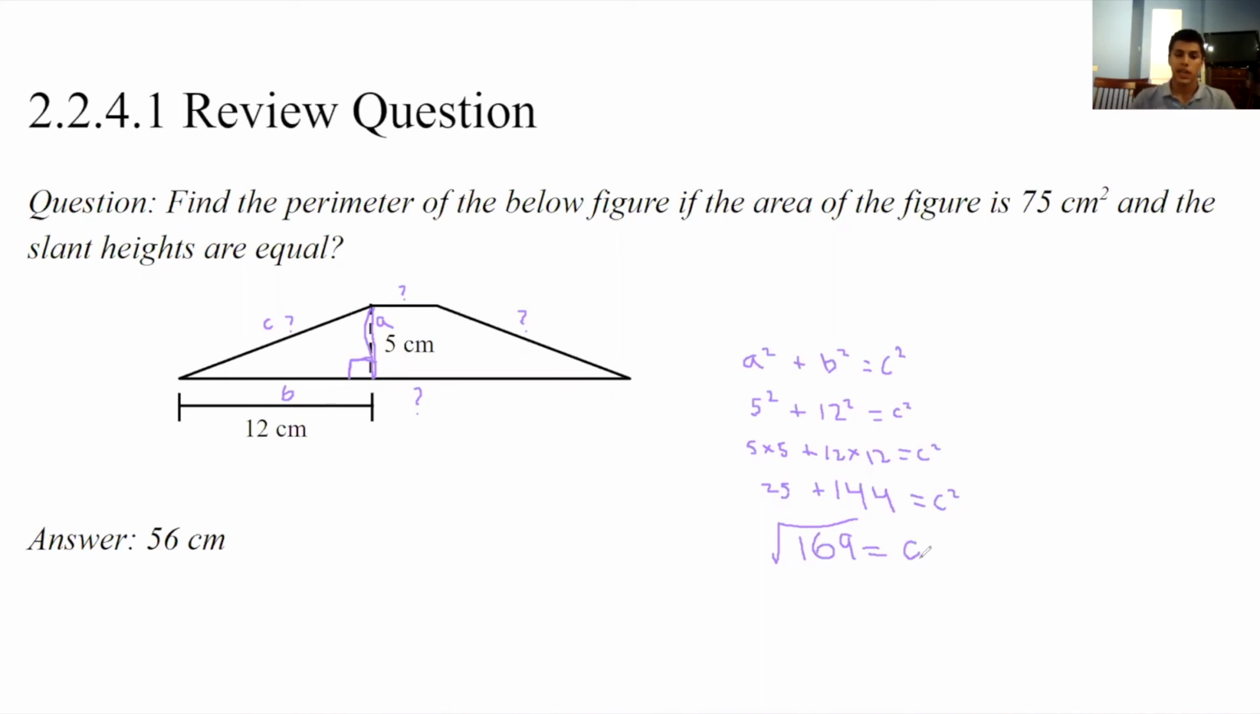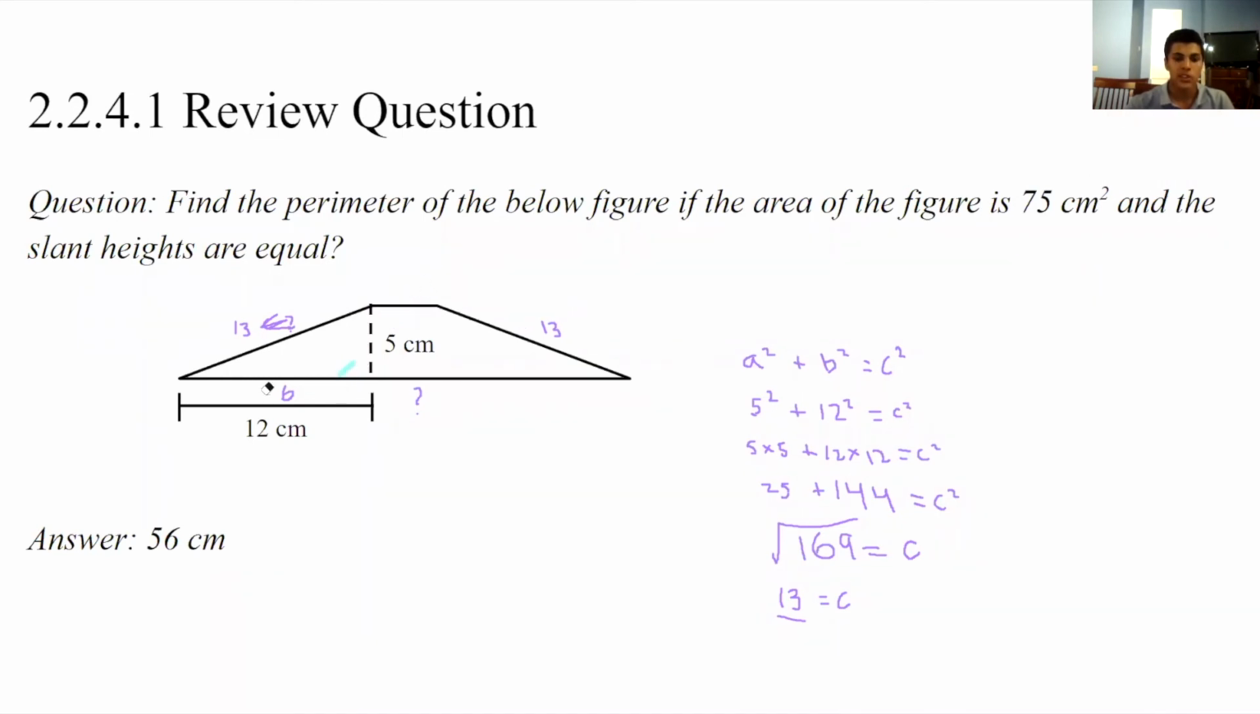And unfortunately, again, this is something that you're going to have to memorize. If you don't know what the square root of 169 is, you're just going to have to guess and check as you do this. Well, 169 I know is 13 times 13. So the square root of 169 is 13 on its own. So 13 is the value of c. So now I know that this slant height right here is 13 centimeters long. And that means that this one also has to be 13 centimeters long, because remember, the slant heights are equal in this figure. And it tells us that in the question.